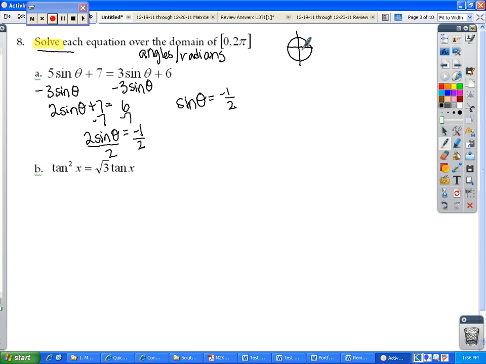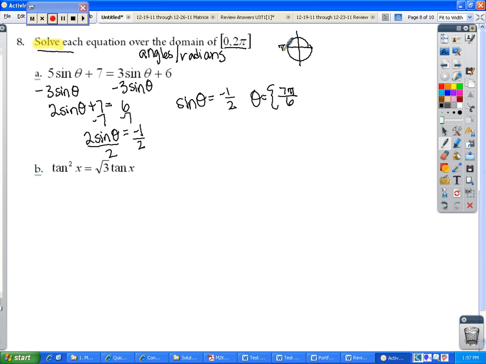Well, you know that sine is negative in the third and fourth quadrant. So since sine is negative in the third and fourth quadrant, I'm in radians right now. Okay, so in the third quadrant, you're going to take pi. Your reference angle here is going to be pi over 6, and you're going to add pi plus pi over 6, and your first solution then would be theta equals 7 pi over 6. Okay, because that's third quadrant.